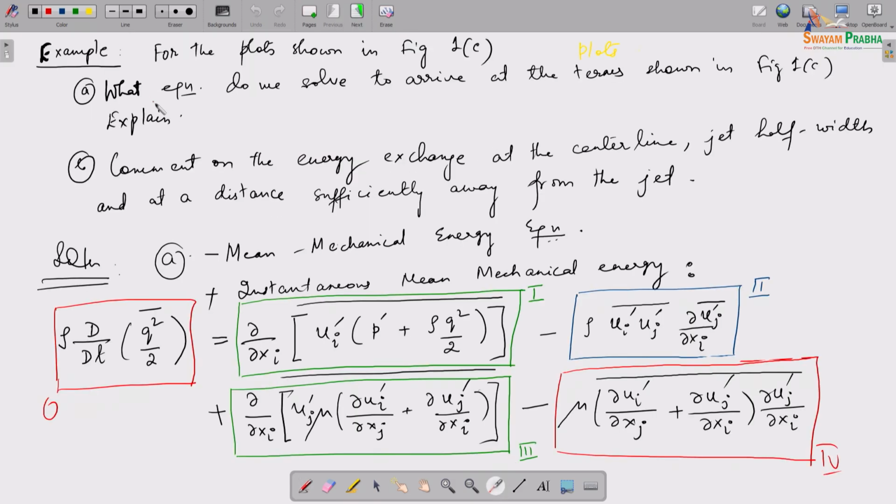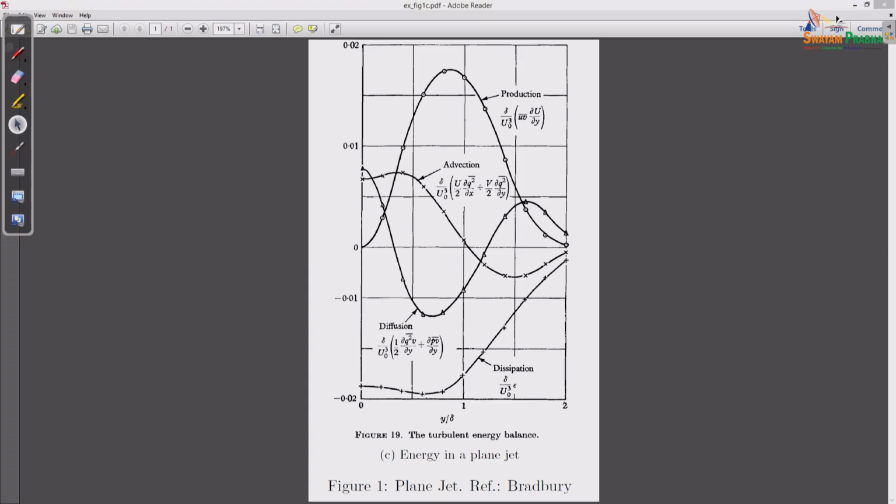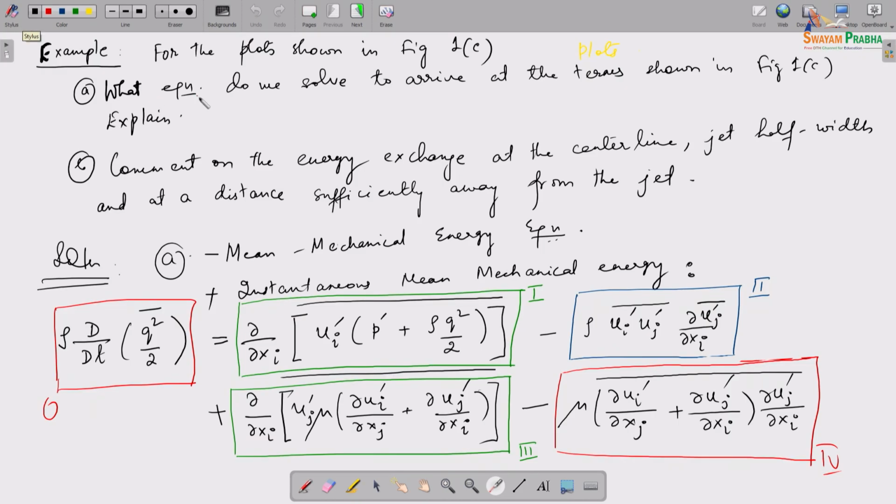So the question here is, what equation do we solve to arrive at the terms, or basically the plot shown in figure 1C. So let us look at 1C. This is the plot that we're looking at. We have 1, 2, 3, and 4, four of these plots out here. And the question is, what equation do we solve to arrive at these terms?